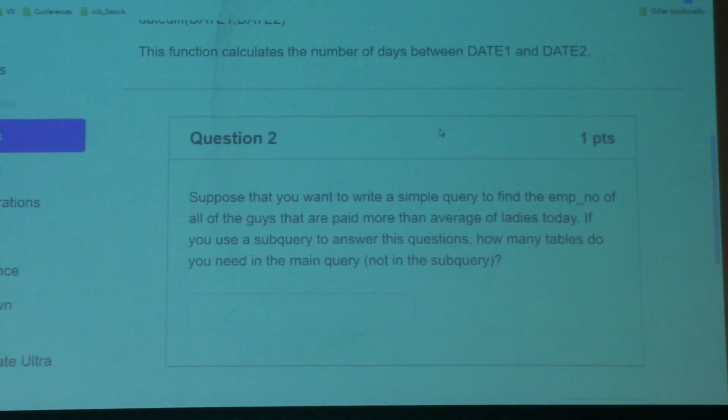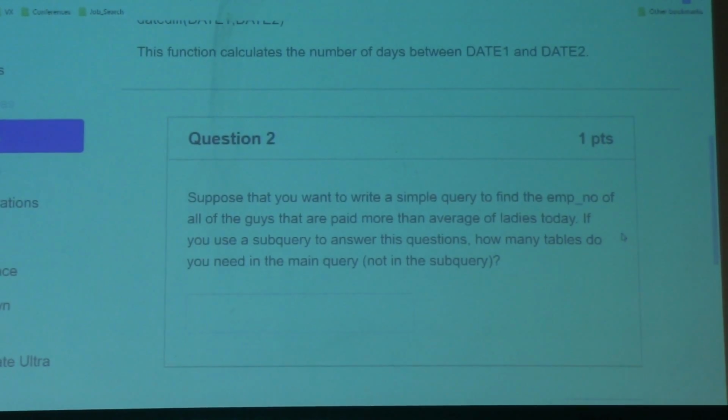Suppose that you want to write a simple query to find the employee number of all of the guys that are paid more than the average of ladies today. So how do you compute this? You are supposed to find the average of ladies first.